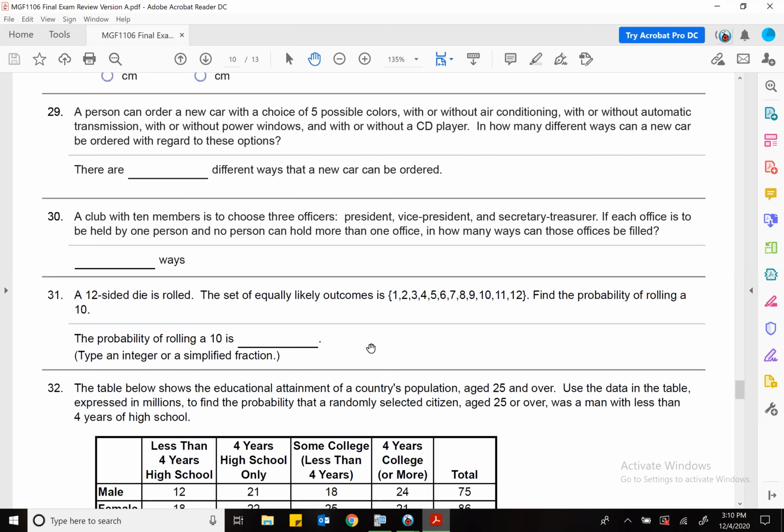5. There are 5 colors. How many choices for air conditioning? 2. How many choices for automatic transmission? 2. How many choices for power windows? 2. How many choices for CD player? 2. So this is the fundamental counting principle, putting that down on my piece of paper.